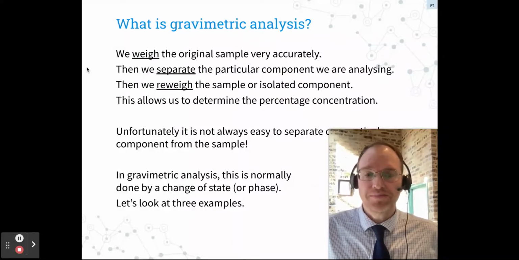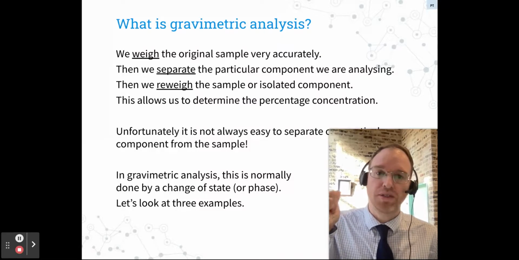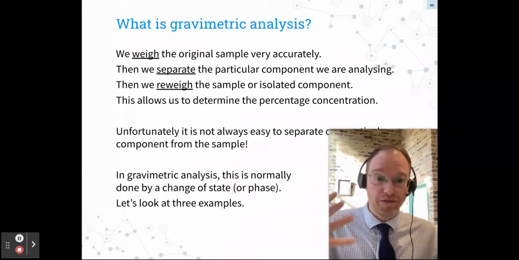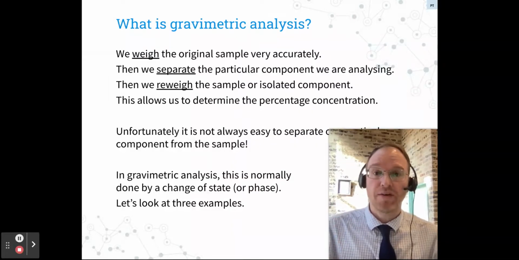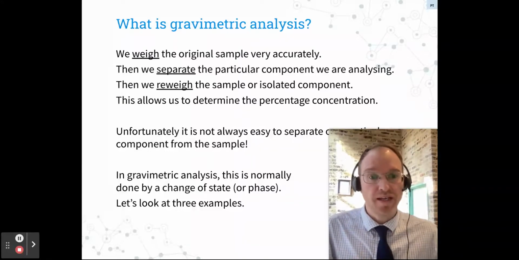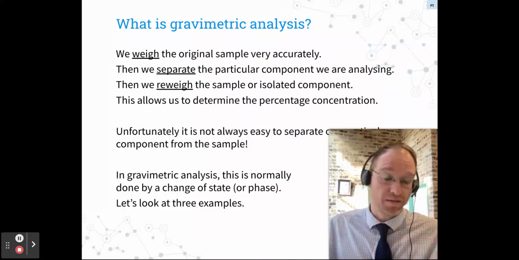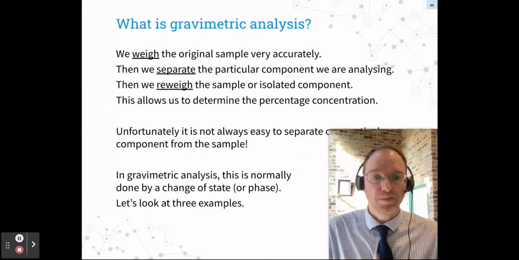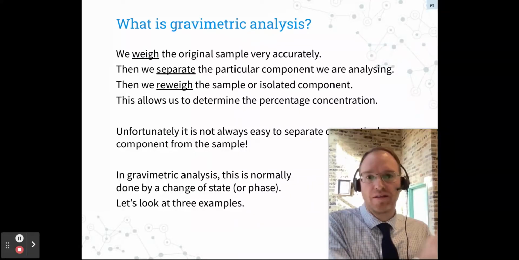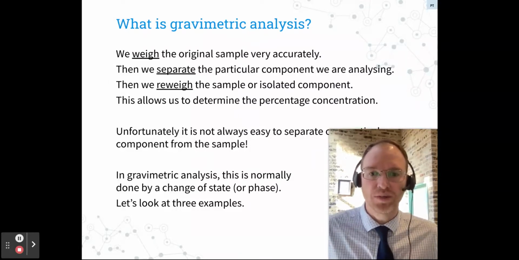Now, how do we actually do it? A few steps, but pretty much every time we do it, you're going to be weighing the original sample first so that you know the total mass of the whole thing, and we want to do this accurately. Then we're going to have to separate out the component that we're analyzing, and then we'll reweigh either the bit we've separated, or you could weigh the original sample without that component. Either one will allow you to do it. But pretty much every one we do will have those three things. We'll weigh, then we'll separate, then we'll reweigh. And that allows you to work out percentage composition, which is how we'll normally express it.